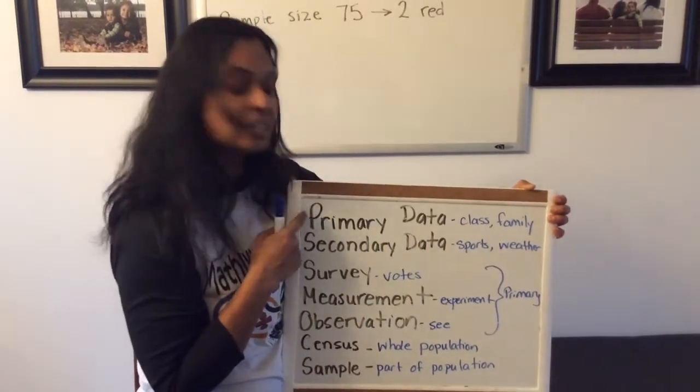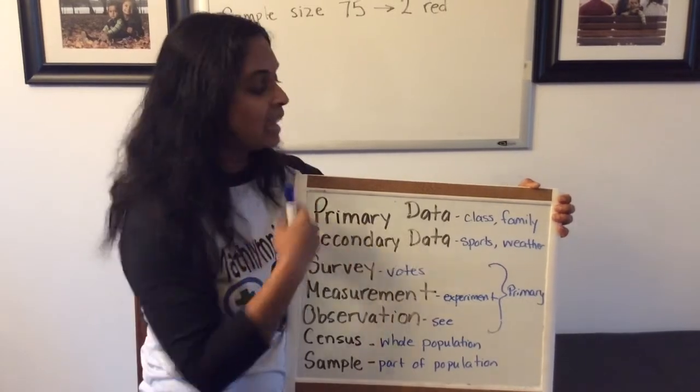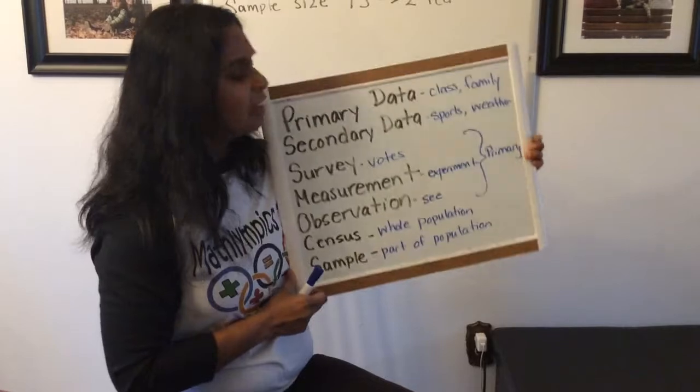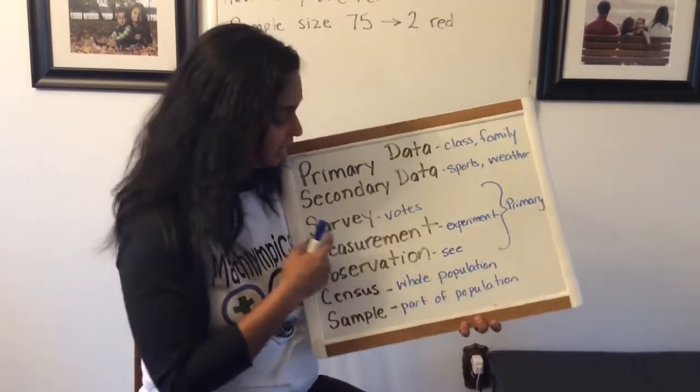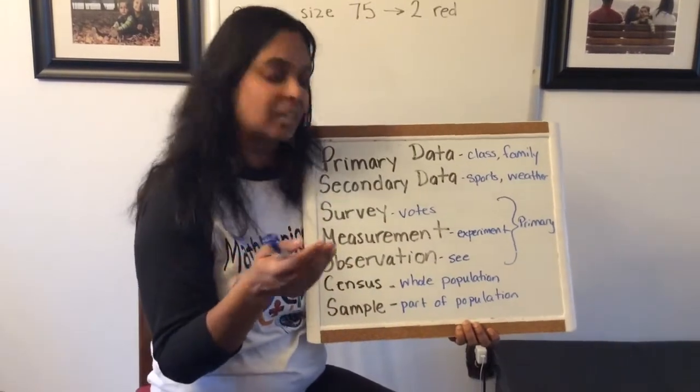So primary is what you'd collect yourself. Secondary is using somebody else's information. And these definitions are on your page for you as well. Now, if you are going to be collecting your own information using primary data, then there are three main ways that you can collect that data depending on what you're studying.